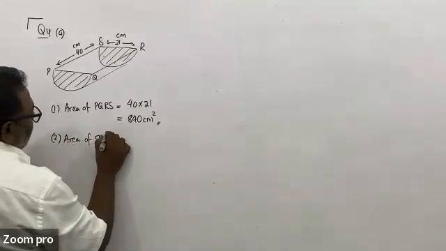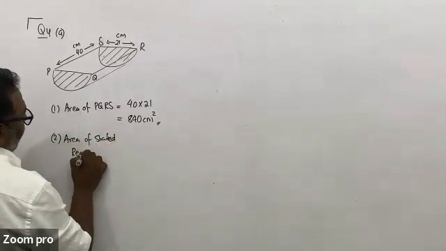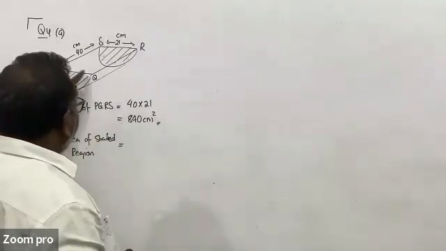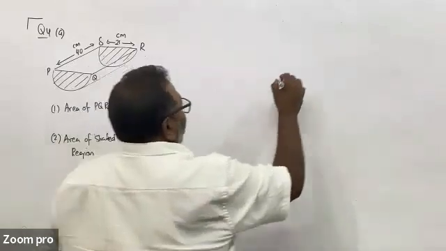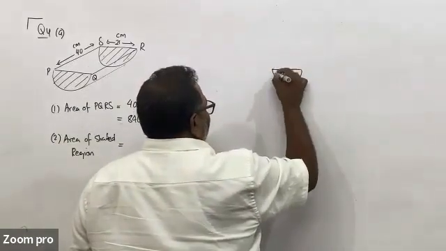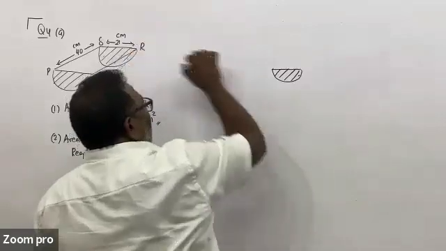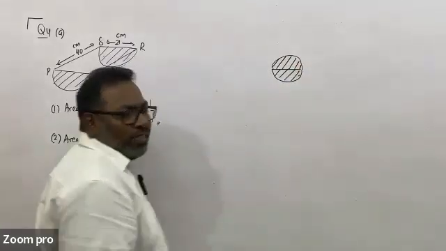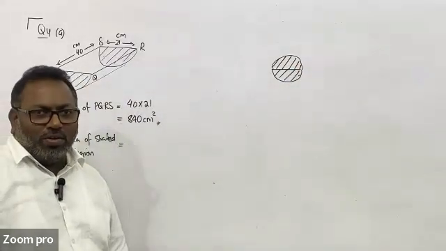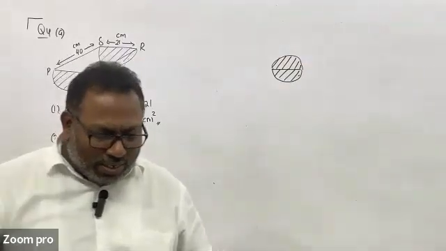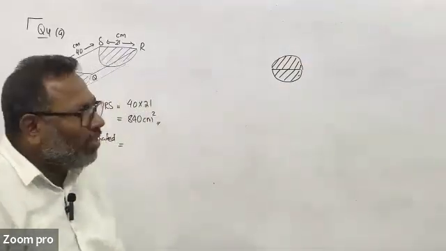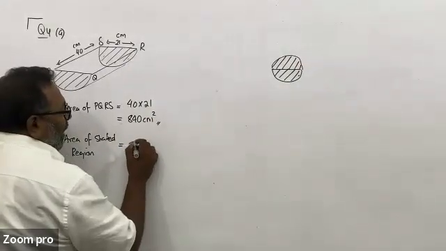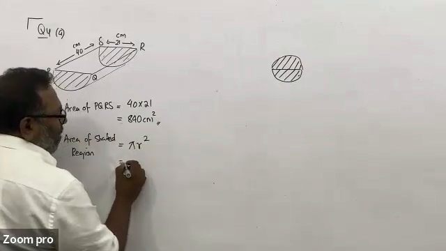Then they're asking you to find the area of the shaded region. Okay. So basically what is this? This is half a circle. No? You have one semicircle here, and this one, if you put it together, you will get one full circle. So how do you calculate the area of a full circle? Pi r squared. So the area of the shaded region is pi r squared.